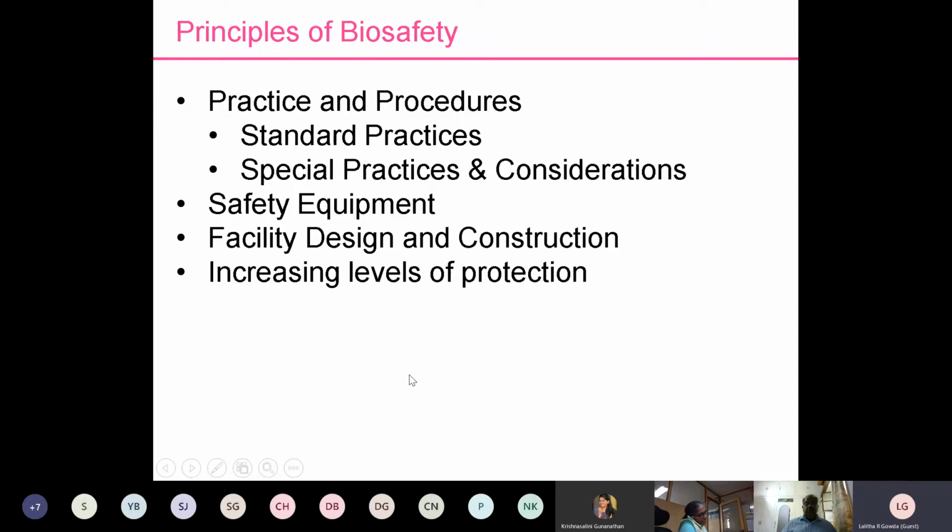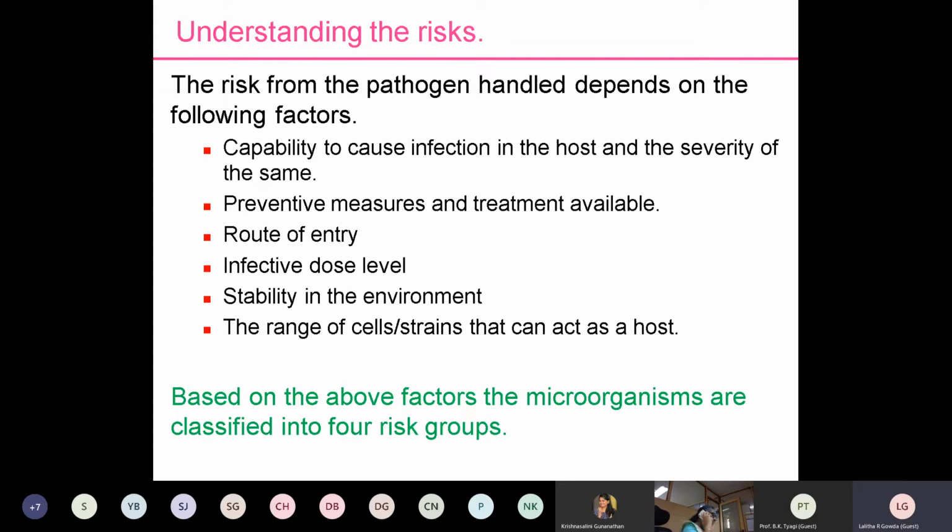And as explained to you, level 2 involves all that you follow in 1 plus something extra. Level 3 involves what you follow in 1 and 2 plus something extra. And 4, of course, is the highest level of biosafety in all the categories that have been explained earlier. So one of the most important things is to understand the risk. From risk assessment, we need to identify the hazard and find out what the risks are from the organism that we are working with. These include the infectivity, what prevention is available, how it enters, the route of entry, the stability, etc.